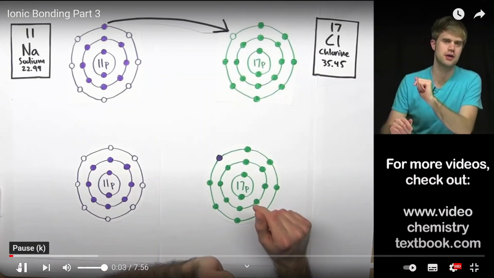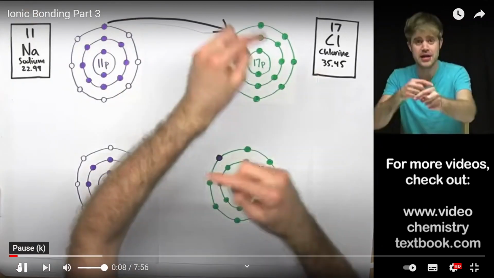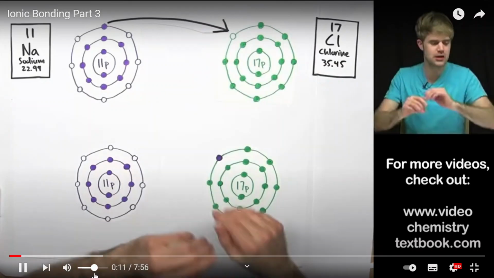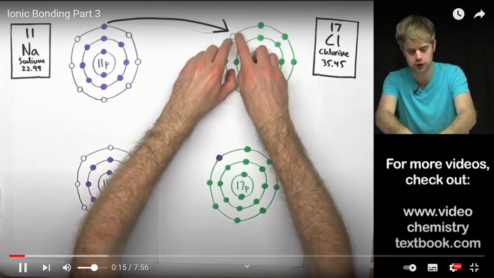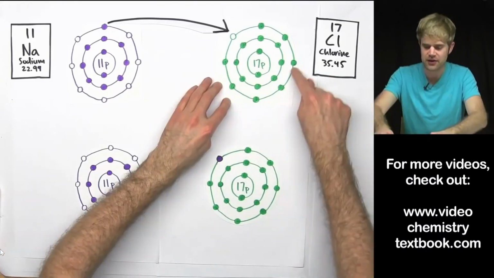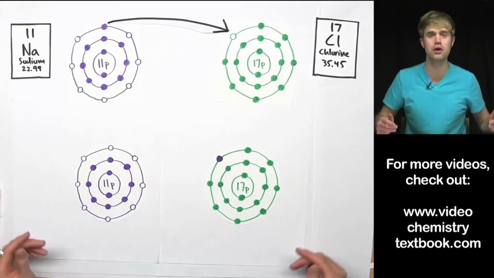First thing I want to talk about is why electrons move from sodium to chlorine and not from chlorine to sodium. In the first step of ionic bonding, this one electron from sodium moves over here to chlorine to fill this one space. But people often ask, why couldn't these 7 electrons from chlorine move over and fill these 7 empty spots in sodium? Well, that's a great question.